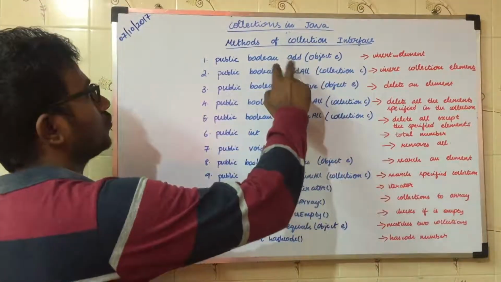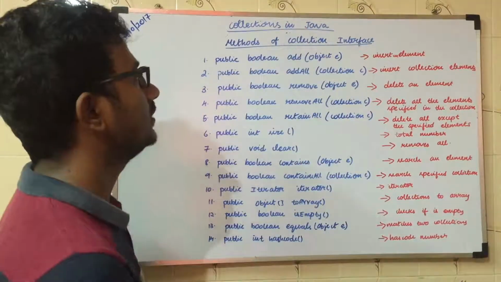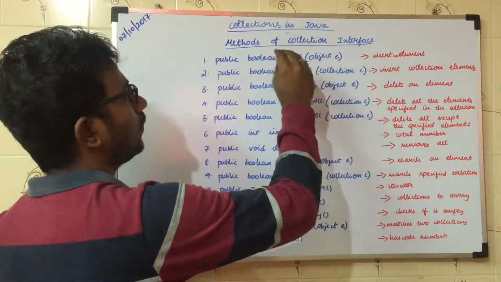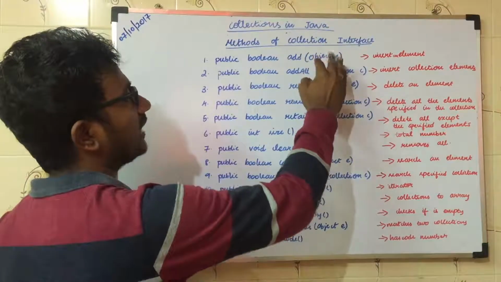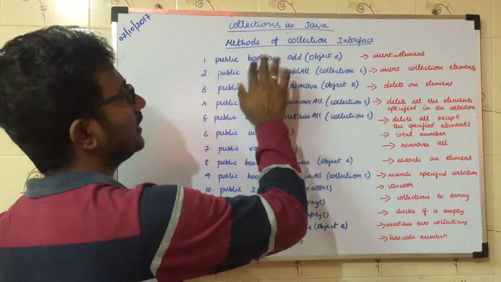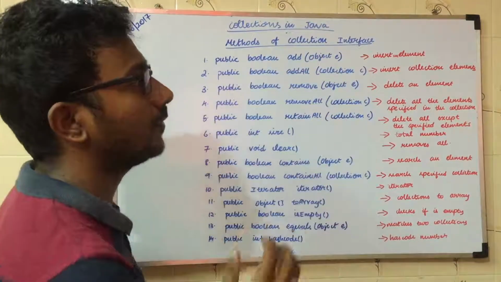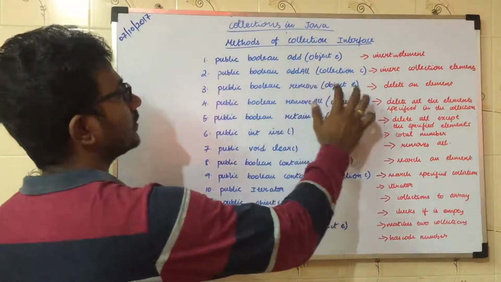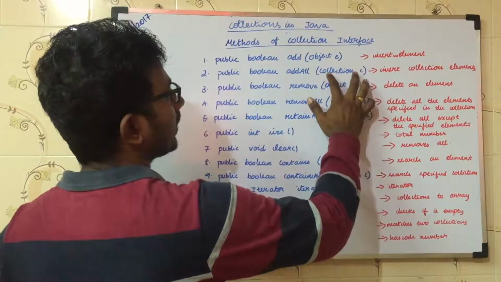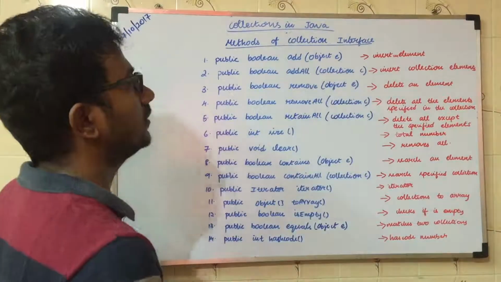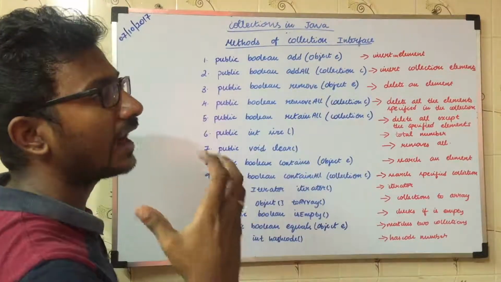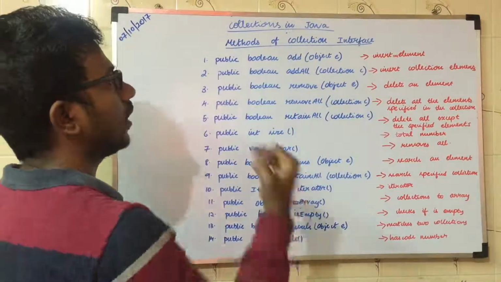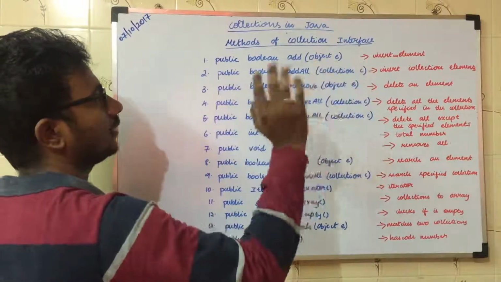The first and foremost method is add. Here we are sending some object as an argument. It will try to add this element or object to that collection. If that operation happens successfully, it returns true, else false. addAll means the collection that we send as an argument will have all its elements added to our target collection. If the operation is successful, it returns true, else false.